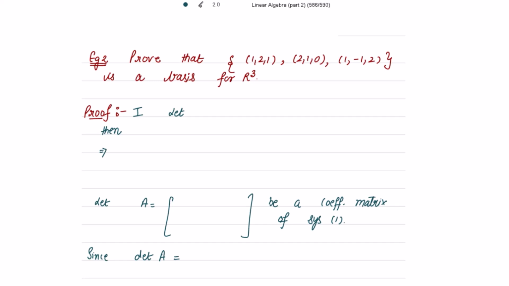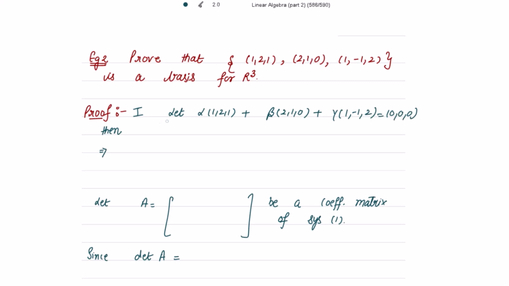Okay, now the first condition, to show that these are linearly independent. For that, let me take the linear combination of these vectors. So let alpha (1, 2, 1) plus beta (2, 1, 0) plus gamma (1, -1, 2), so this is equal to (0, 0, 0).